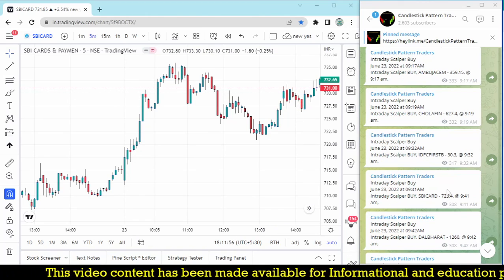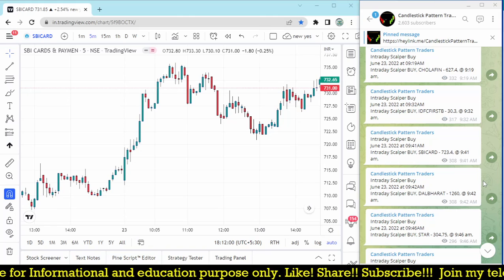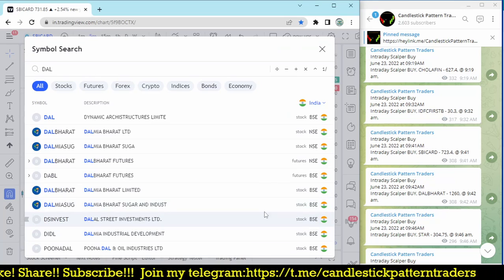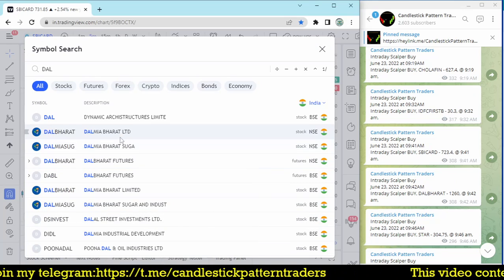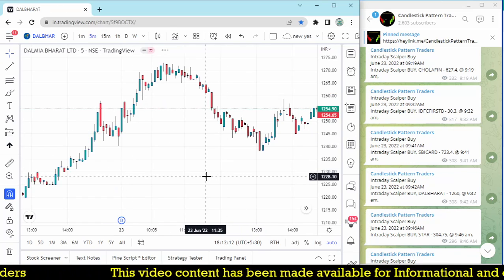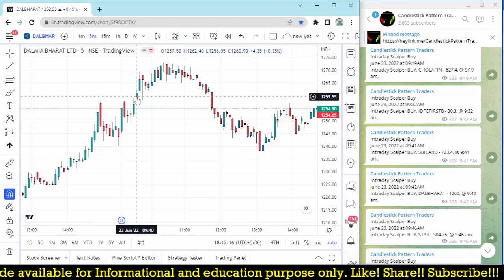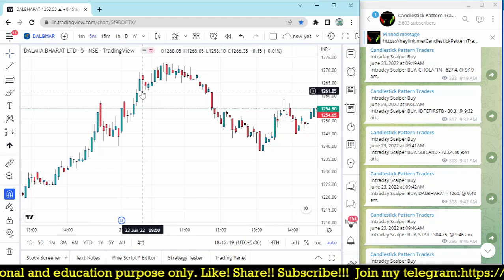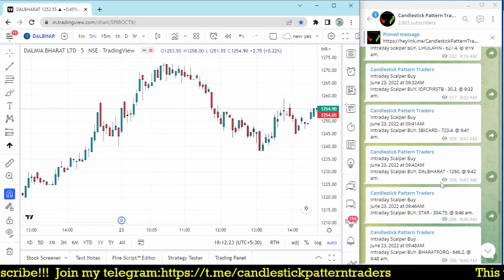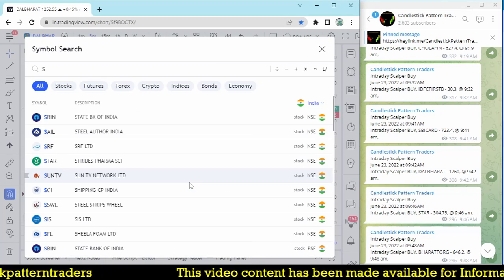You just practice this on a paper trade, or if you are able to, take Dalmia Bharat around 1260 at 9:42. You will first try with equity, one or two stocks, and then you can try with options or futures, whatever you want. This is happening at 9:42. From 1260 it went up to 1273, working well. And Star around 304, that is happening at 9:47.